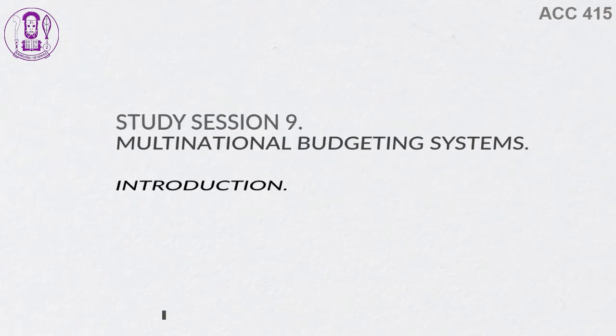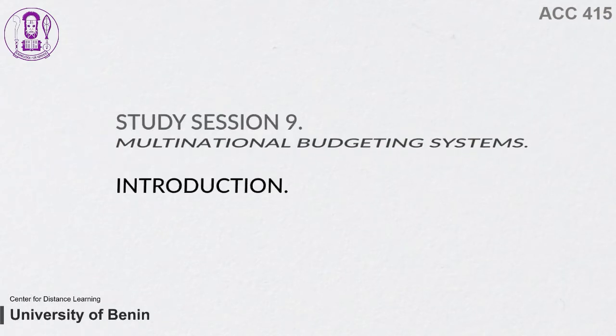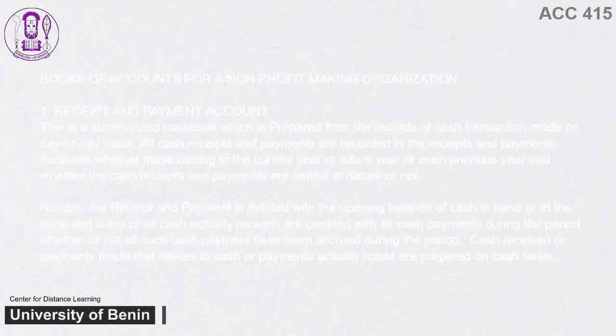Study Session 9. Multinational Budgeting Systems. Introduction. The budgeting process for a multinational company is basically not different from that for domestic operations, except that it must recognize diverse environments as well as the addition of the impact of currencies. The currency factor is perhaps the most visible difference between domestic and multinational budgeting.